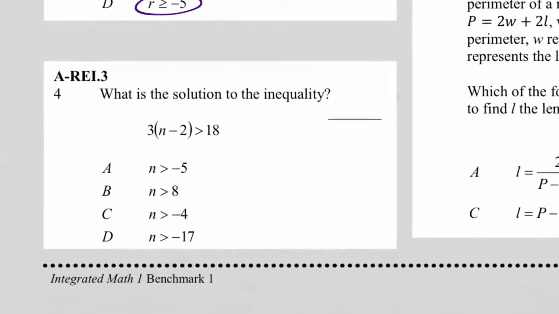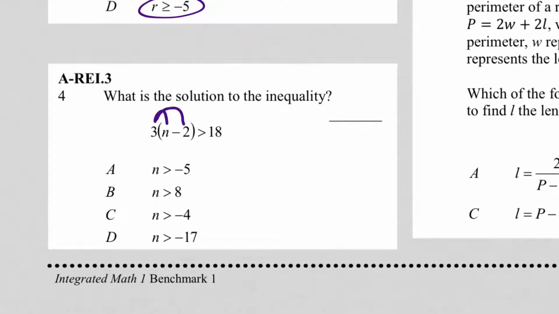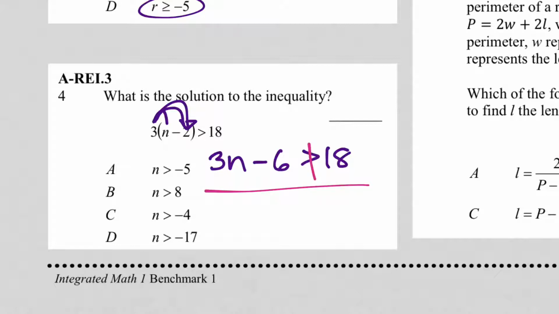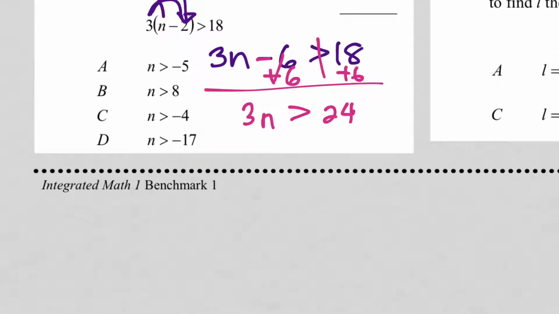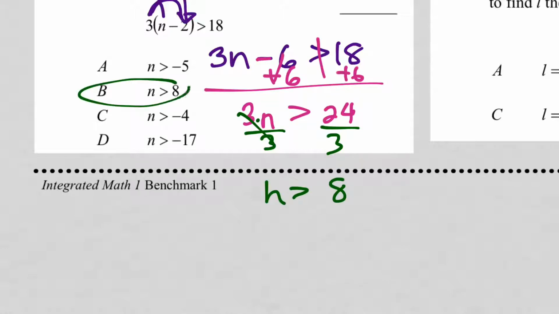Number 4. I have to use distributive property. So 3 times n is 3n. 3 times negative 2 is negative 6. Rewrite your inequality, rewrite 18. I can't combine any like terms, so I'm going to do the opposite of subtracting by 6, which is to add by 6. And I'm going to get 3n is greater than 24. 3n means 3 times n, so I'm going to divide both sides by 3, and n is going to be greater than 8.